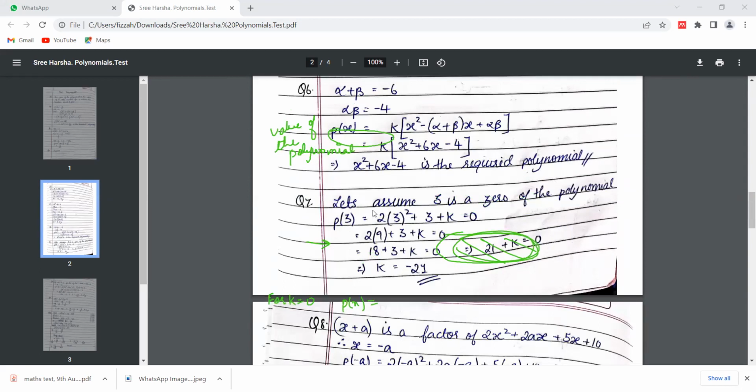Question number 7, sorry. For what value of k is 3 a 0 of the polynomial? So it is already given that it is a 0, right? You don't have to assume it. Right, Harsha? Since 3 is a 0 of the polynomial, that means at 3 the value of the polynomial is going to be 0. So you don't have to assume this thing, it's already given.